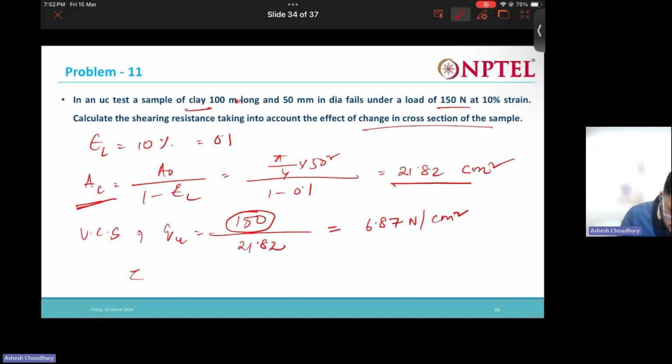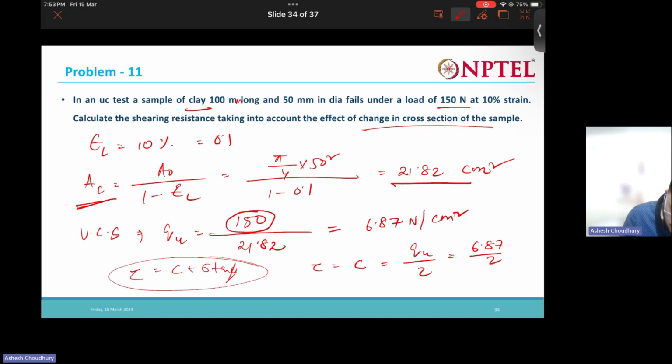So shearing resistance is what? This is the shearing resistance. Phi is 0, so this is equal to C. And C is equal to, as you know, qu by 2. So this will be 34.35 kilonewton per meter square. Okay, so this is how we do it.